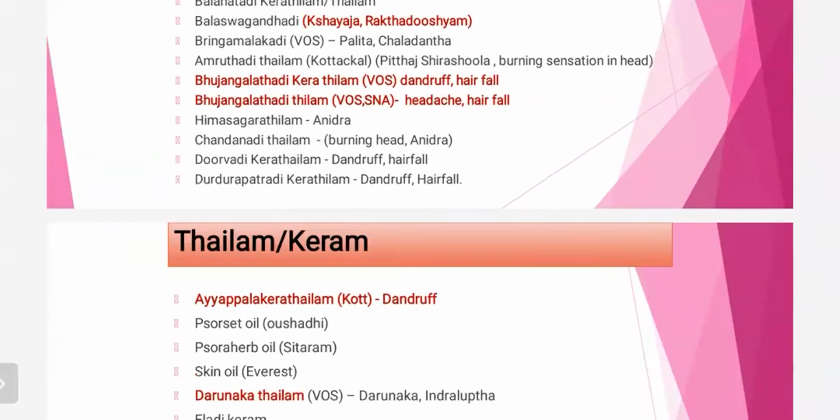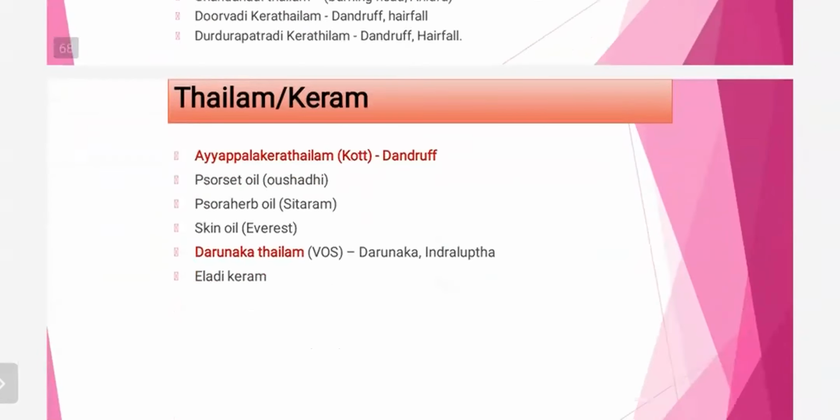Chandanadi Tailam, Durvadi Kera Tailam, and Durdura Patradi, which is a very commonly useful medicine for dandruff, and Ayyappa Kera Tailam, which is also useful in dandruff, which is the product of Kottakkal.